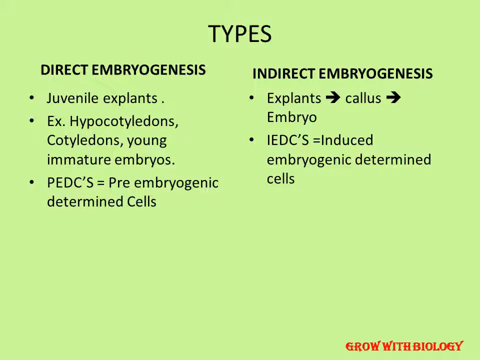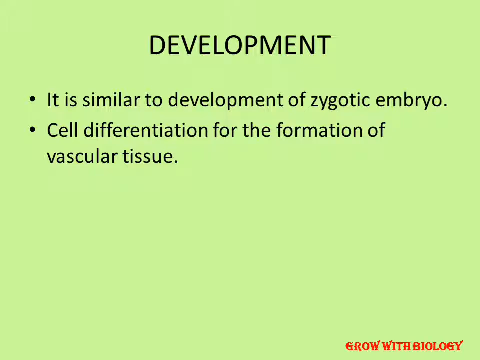Another way is indirect embryogenesis. We form a callus and then it forms embryo. In direct embryogenesis, the explant will form the embryo directly. In indirect, there is an intermediate step of callus formation, and then it is diverted to form embryo. Here the cells are known as IEDC, induced embryogenic determined cells. Now the development is similar to the zygotic embryo, and the cell differentiation is for the formation of the vascular tissues.